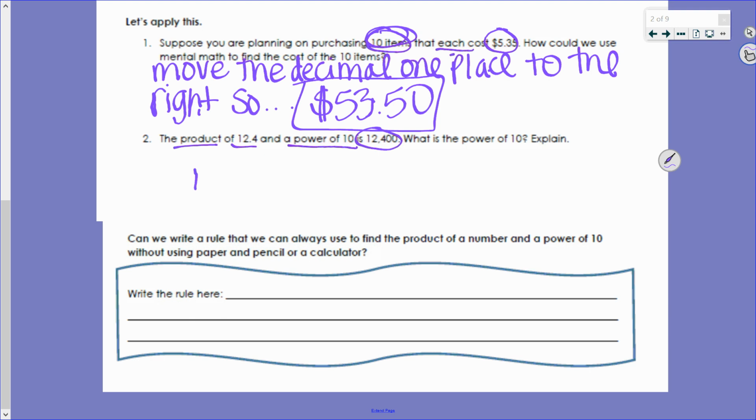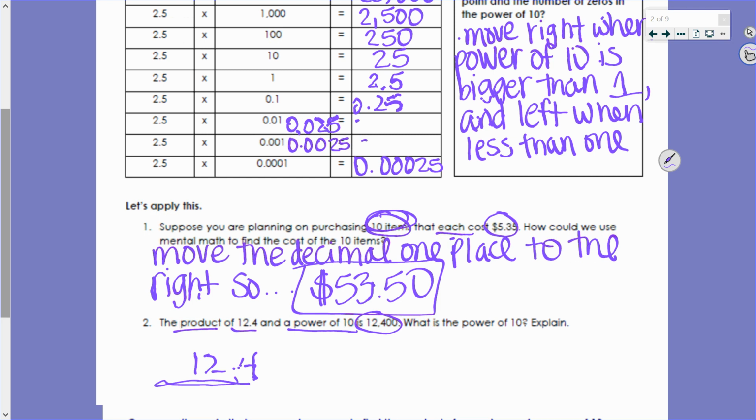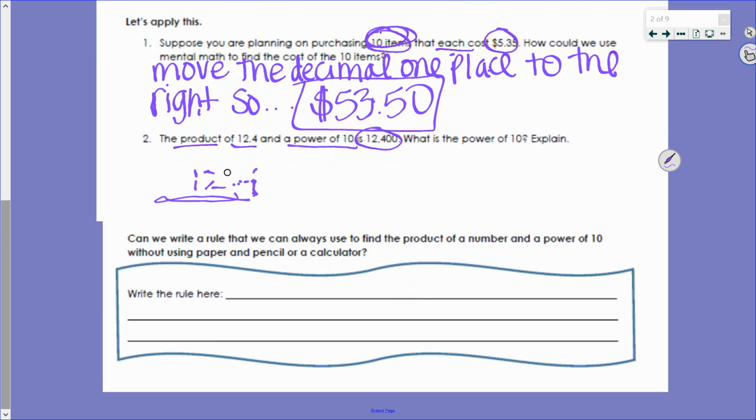Okay, so the product of 12.4, I'm just about to throw a smartboard out the window.